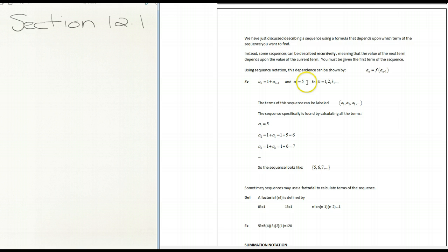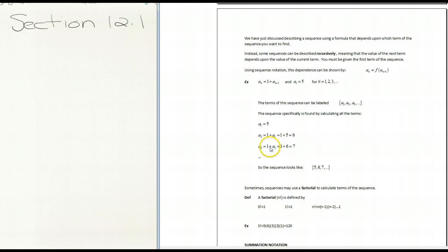Remember, the first term is 5. That's given to us. The second term, remember, is found by doing what? Because we have a recursive definition, the second term, a2, is equal to 1 plus a2 minus 1, which is a1, right? Yes, here. So that means a2 is 1 plus a1, but we know what a1 is. It's 5, right? So that means I do 1 plus 5, which is 6. So a2 is 6.